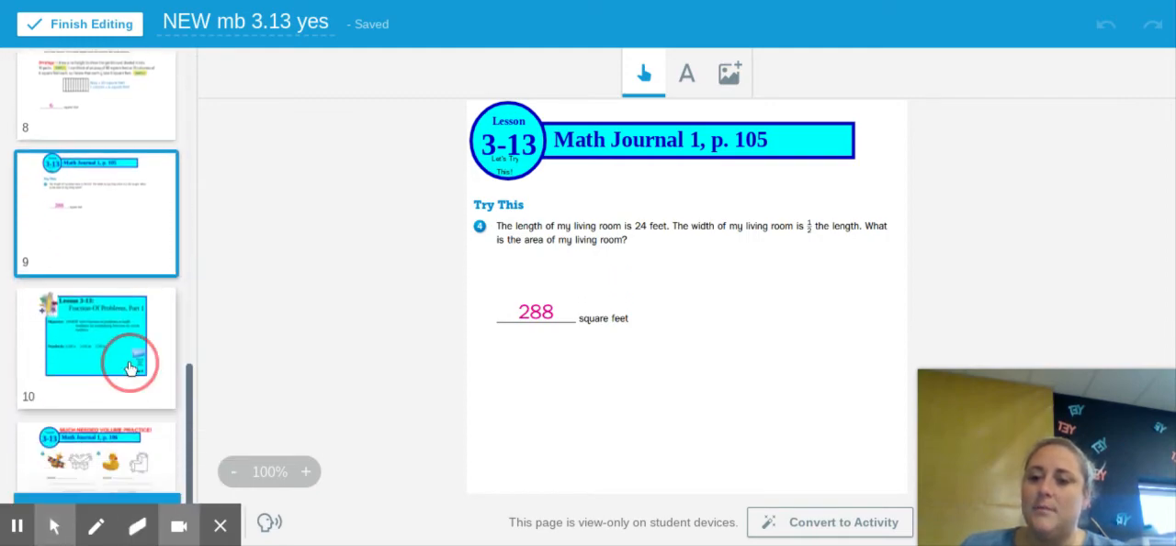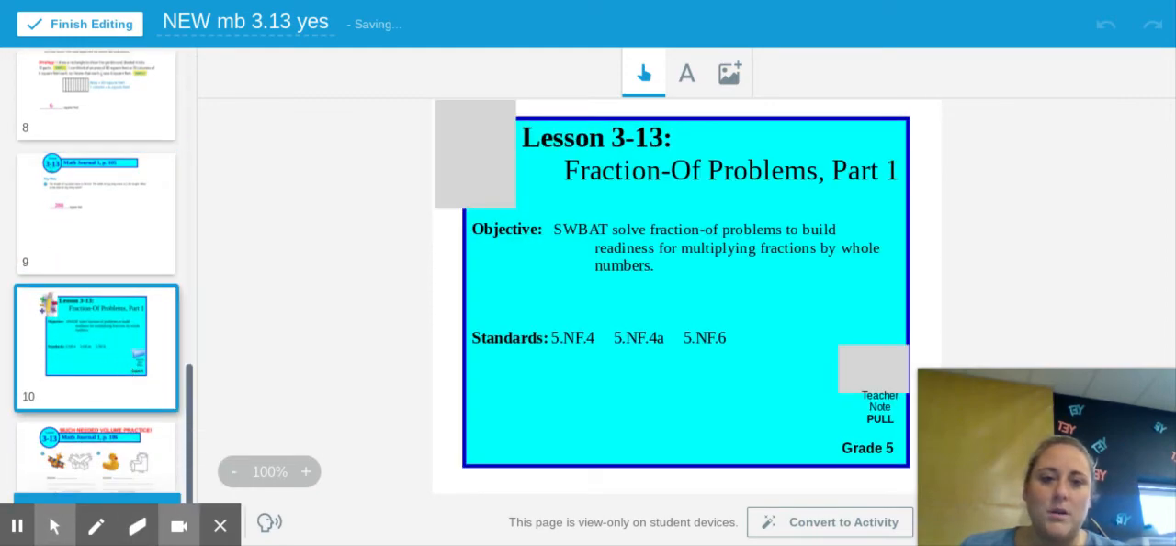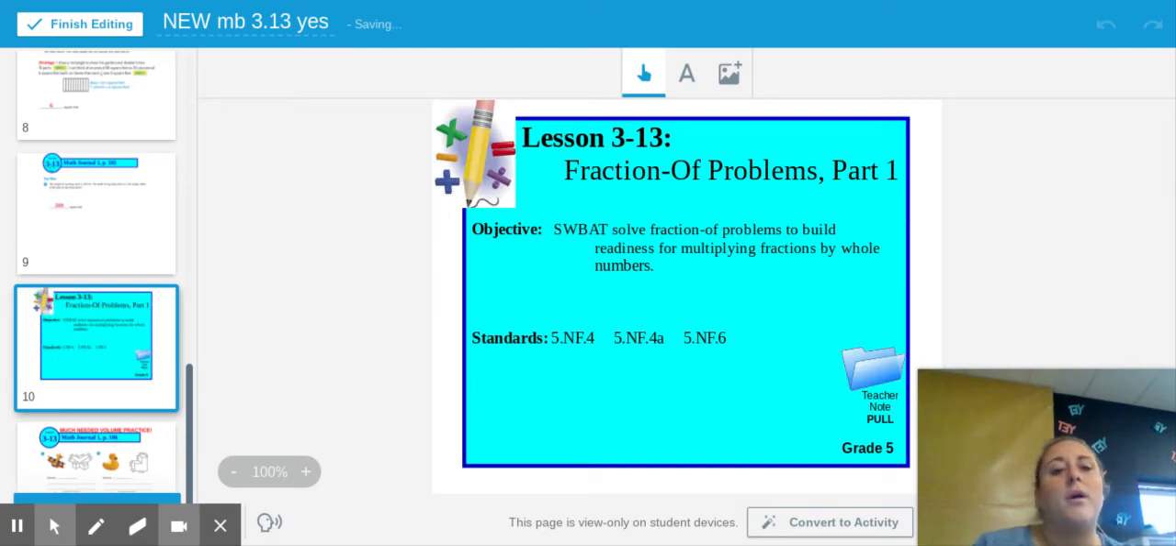That is all we're doing for today. Today is just part 1 of fraction of problems. Tomorrow we'll do part 2, and I'll be showing you a little trick that you can do with fraction of problems.